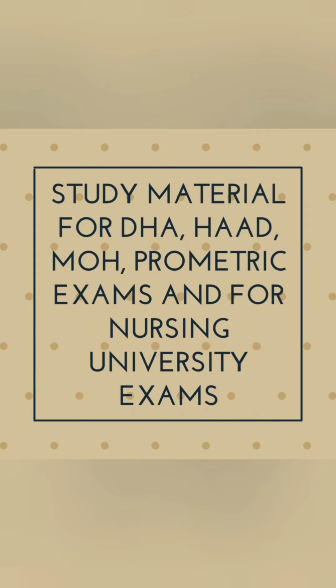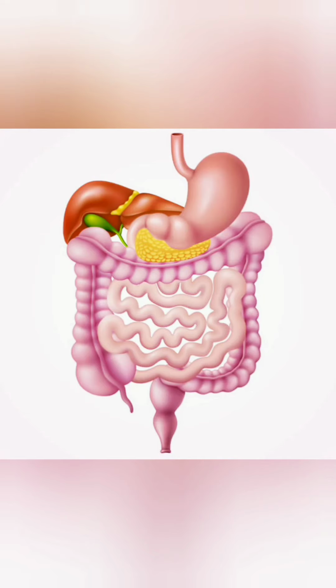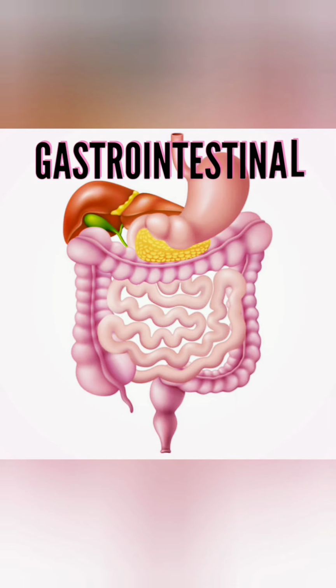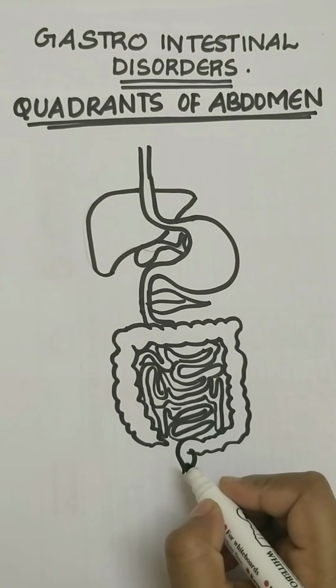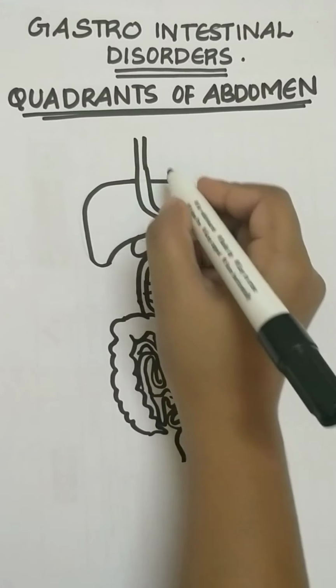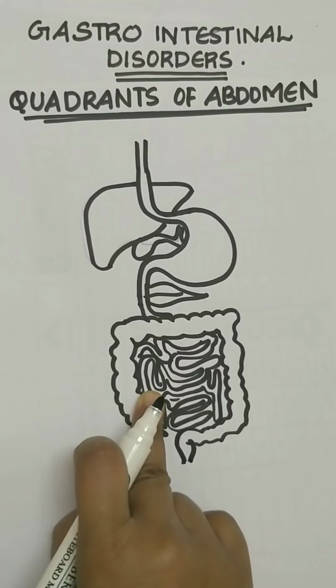So this will be a study material for DHA, HAAD, MOH, Prometric exam and for nursing university exams. In this episode, we'll have a look at the gastrointestinal disorder, mainly cholecystitis. Before moving on to the disorders, we will have a quick review on the basics of the gastrointestinal system.